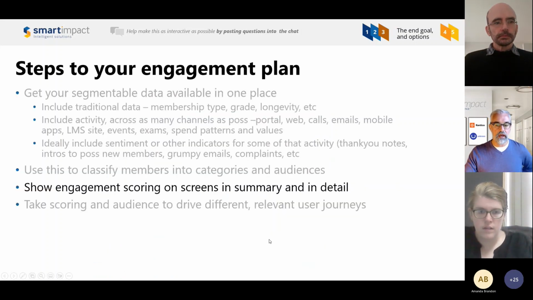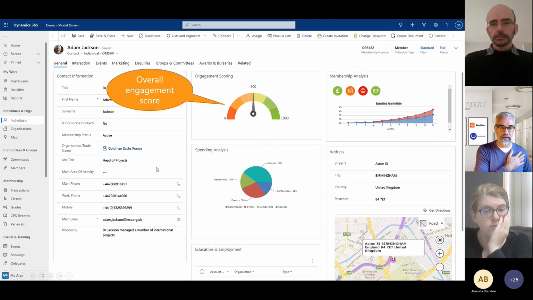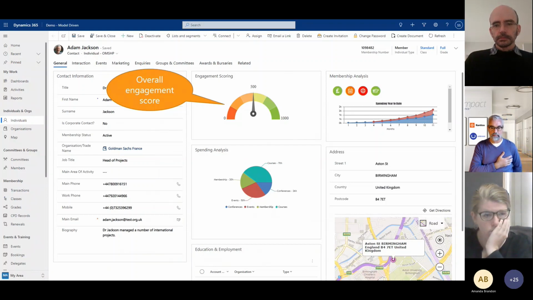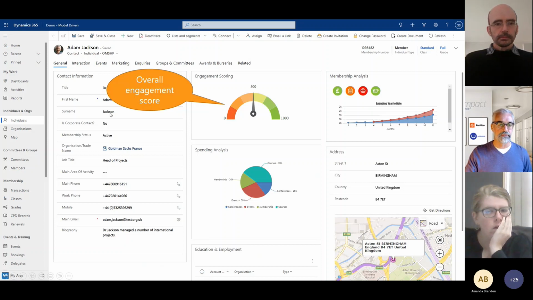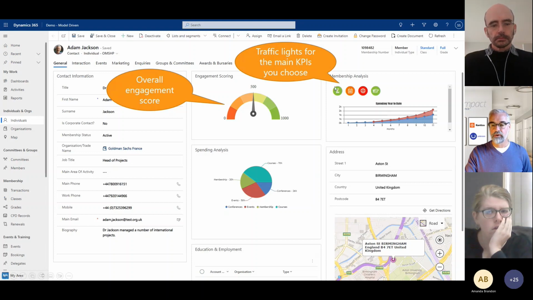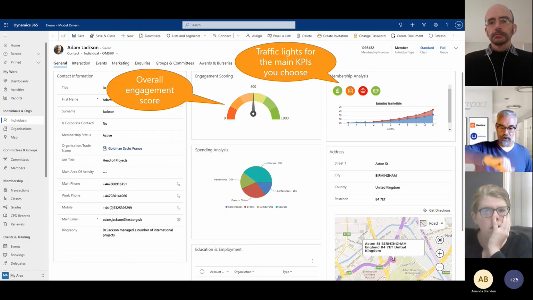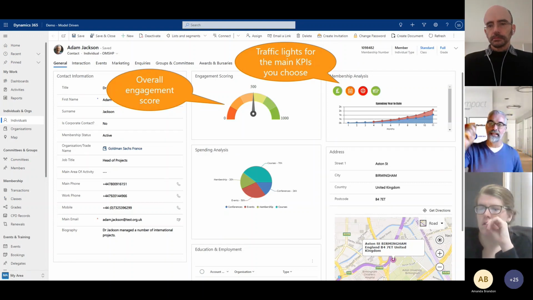So moving on, once we've shown the different classifications and engagement scores, how do we show them? This is a screen within our dynamic system. It's our smart membership system with some smart engagement overlays. You can see here it shows an overall engagement score for this Adam Jackson member, and it shows he's pretty much half and half engaged. But you can see over here we've got traffic lights. The system allows you to choose what you want to specifically measure and what grading you give to those.